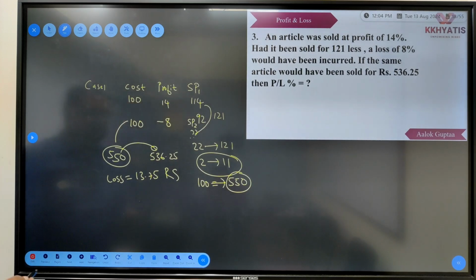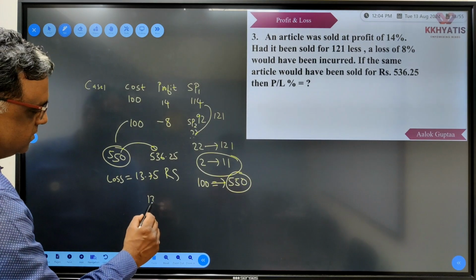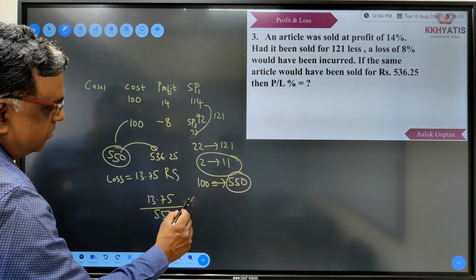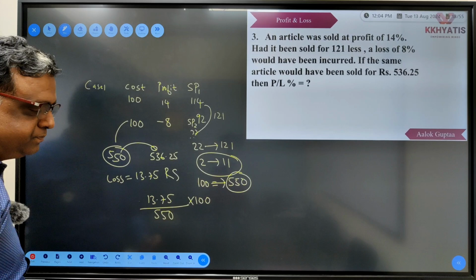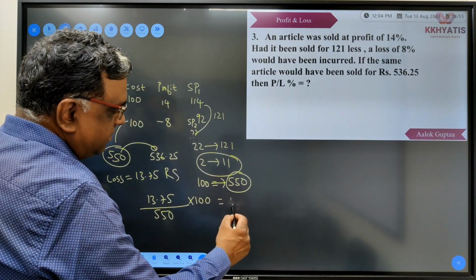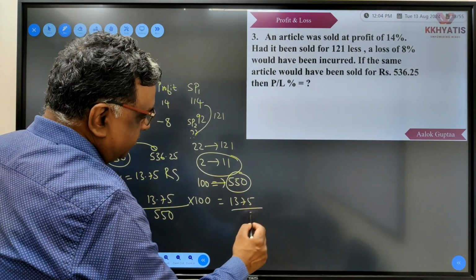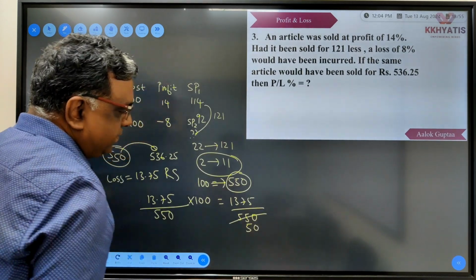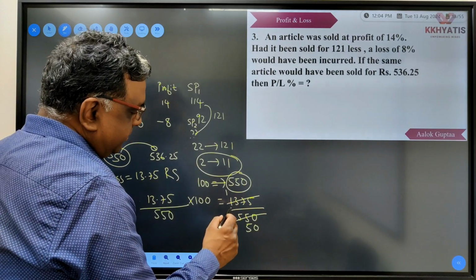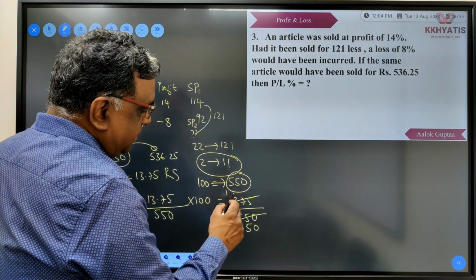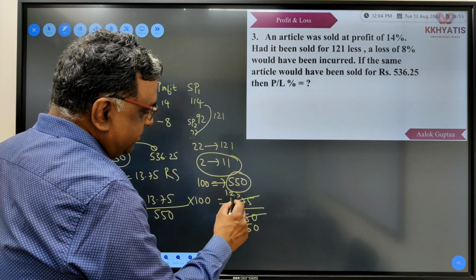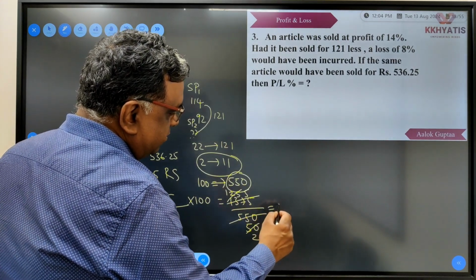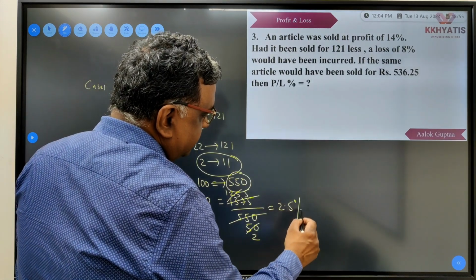Now I will ask the percentage of loss. So percentage of loss is loss upon cost into 100. Yes or no? I'll multiply this by 100. So this will become 1375 upon 550. I will do 11 5s are 55, 11 1s are 11, 11 2s are 22, 5 5s are 25, 25 2s are 50, 25 5s are 125, which gives 5 upon 2. So there would have been a loss of 2.5%.